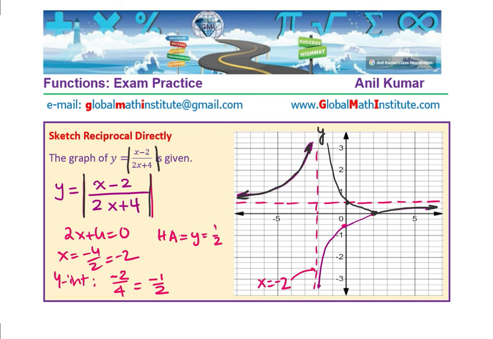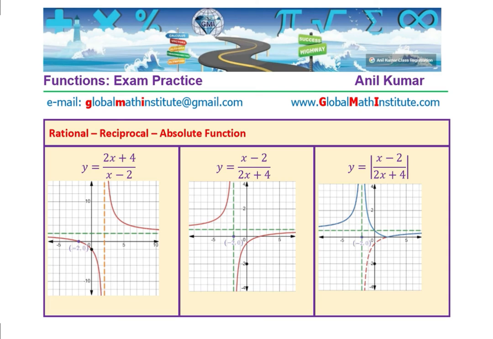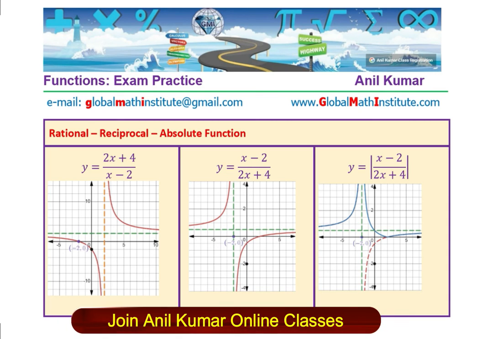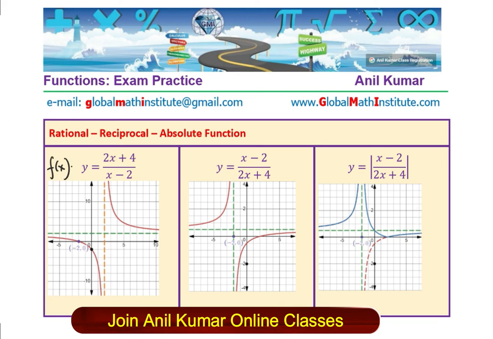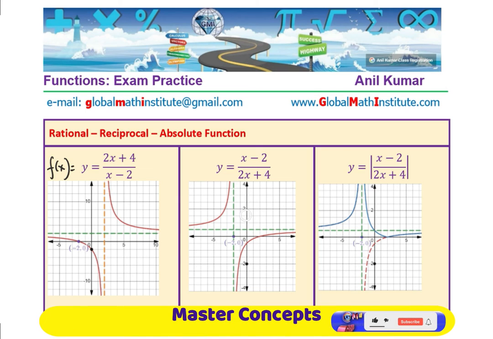Make sense, right? So I hope these steps are absolutely clear to you. Let us look at the summary of this particular question. We were given the graph. From the graph, we found the function, which was 2x plus 4 over x minus 2. And then we sketched the reciprocal of this function. Let's call this function 1 over f of x now.